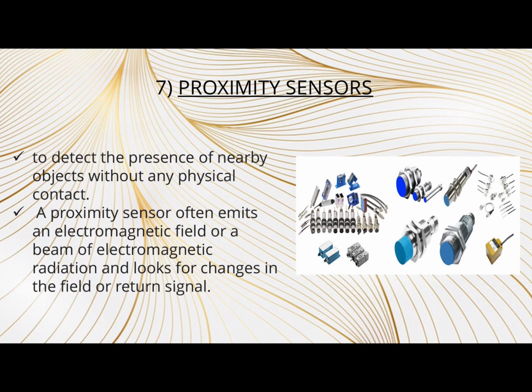Number 7 is proximity sensors. Proximity sensors are to detect the presence of nearby objects without any physical contact. A proximity sensor often emits an electromagnetic field or a beam of electromagnetic radiation and looks for change in the field or return signal.